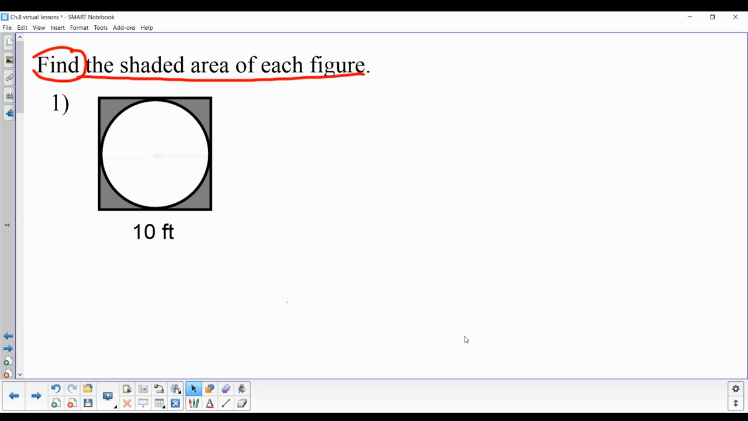Finding the shaded area is when you are given two or more figures and you have to find the area of the shaded part of the figures. To do that, you should first identify the figures that you have.